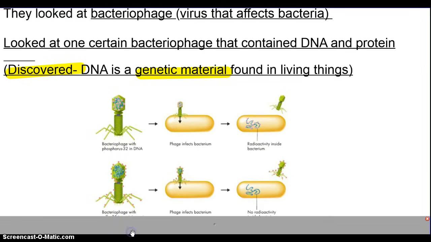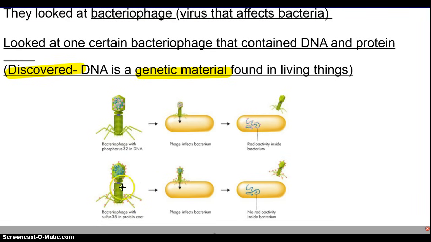So this image shows what they did. They had their bacteriophage, and they injected a radioactive material in it. The radioactive phosphorus-32 ended up getting passed along and found inside the bacteria. So we know that this virus passed along the radioactivity from its DNA into the bacterium. Well, then they wanted to see, maybe it's the protein that gets passed along. So they put radioactive material on the protein coat on the outside of the bacteriophage and had it infect the bacterium. And we found out that no, that didn't get passed along. So we know it's the stuff inside, it's the DNA that actually gets passed along.